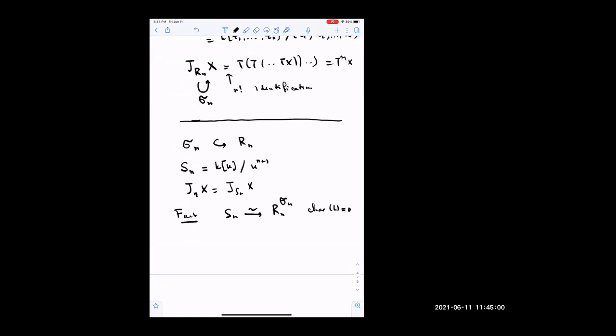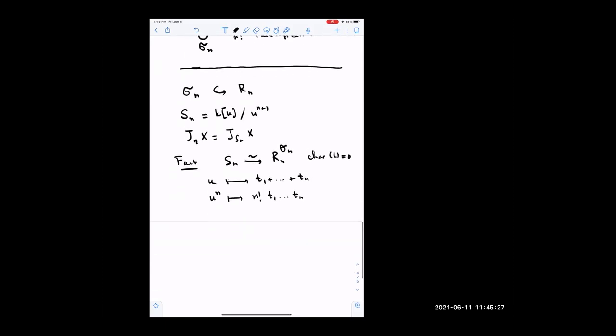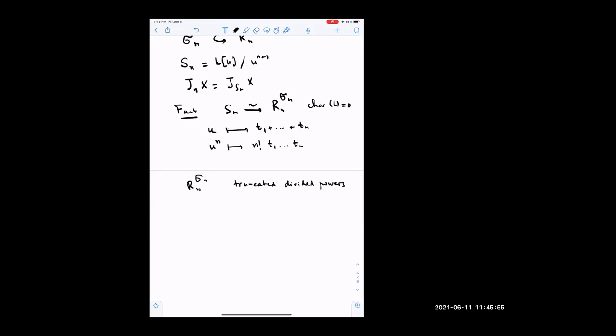This curious fact is given by just mapping u to T1 plus ... plus Tn, of course, because you want something that is invariant. And if you do the formula, then u to the n maps to n factorial times T1 ... Tn. So we had better have the characteristic of K be zero, because of the n factorial. In general, without this condition, you can identify Rn in any characteristic p with the truncated divided power. So we can develop characteristic p by replacing the usual jet scheme by the jet scheme with the truncated divided power, but I'm not going to do this. I just stick to the characteristic zero case.